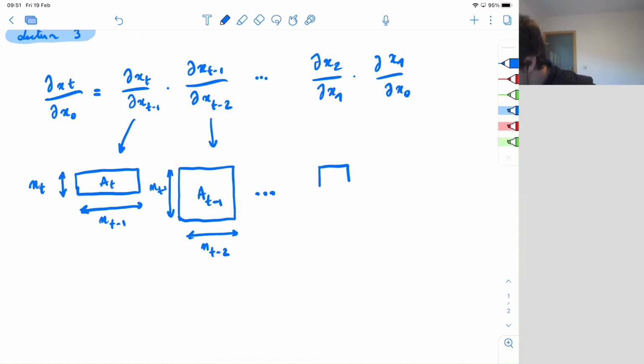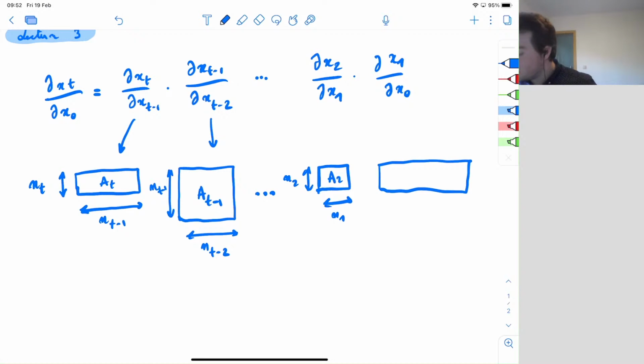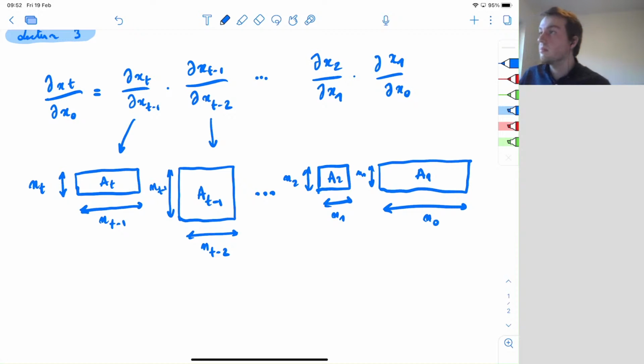Right? Then we would have the other ones. Then maybe here what we would have is a 2 and 2 and 1, and then finally the last one, 1, and maybe quite a few columns.